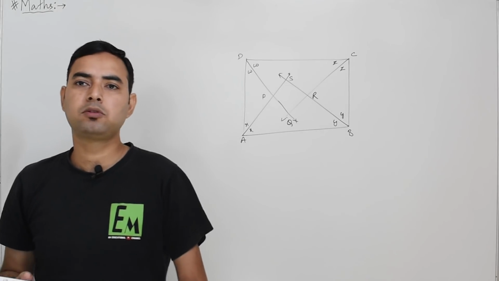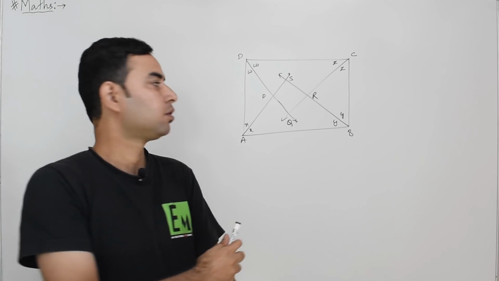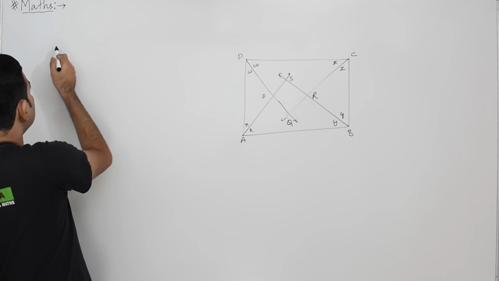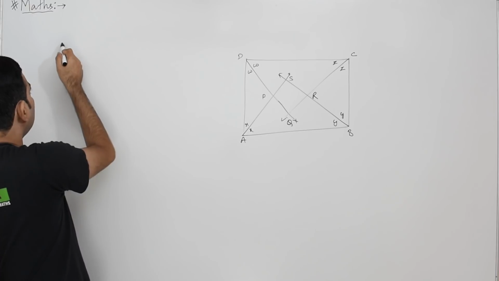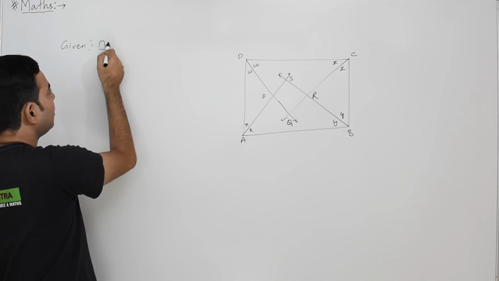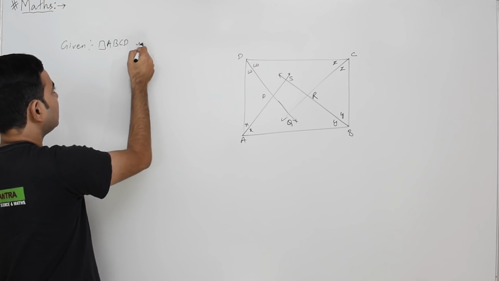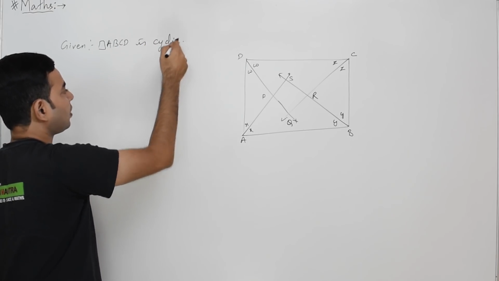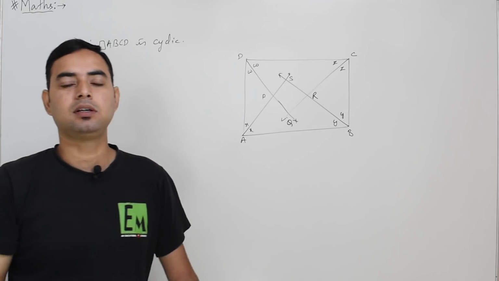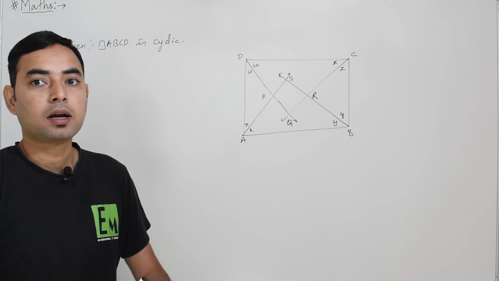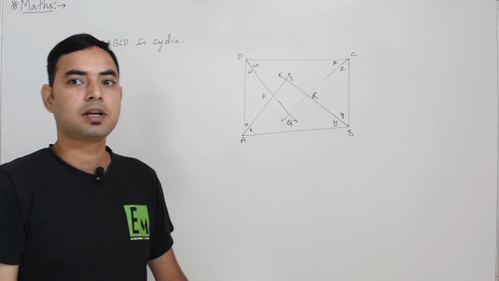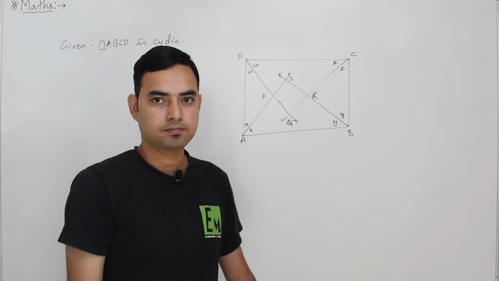We will solve an important question based on circle. In this we have to study a quadrilateral, given that quadrilateral ABCD is cyclic. Quadrilateral ABCD is cyclic, and we have to study the quadrilateral formed by angle bisectors of an interior angle of a cyclic quadrilateral is cyclic.